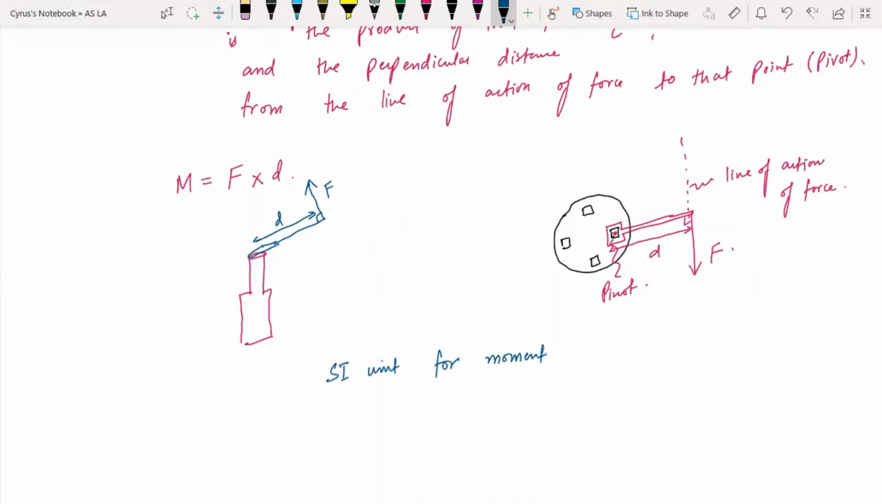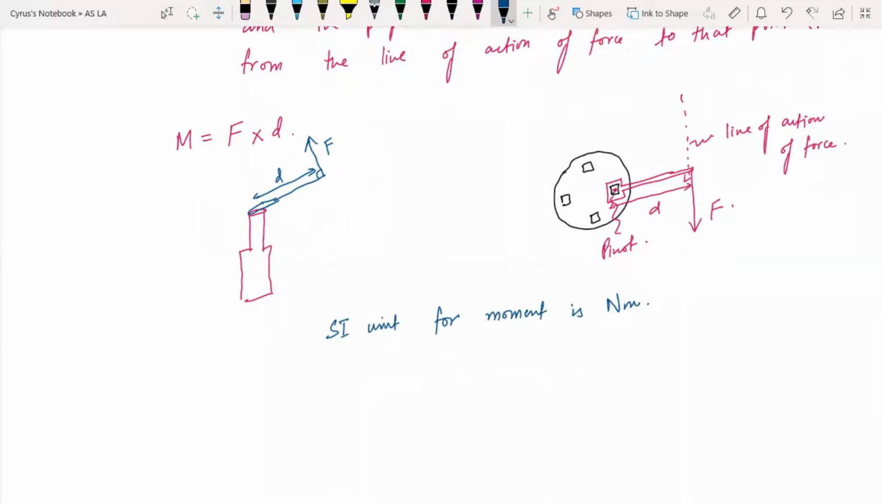SI unit for moment is Newton meter, because we have the force in Newton and the distance is in meter. So this is what we have here: this is in newtons and this is in meters, right? So SI unit for moment is Newton meter, because the moment is F into D.